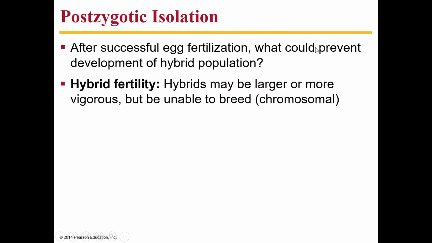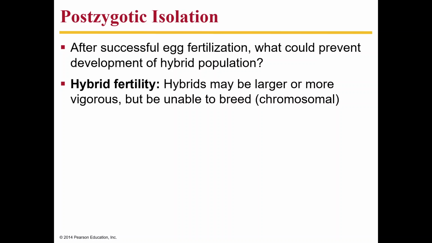The second one is hybrid fertility. So who here has heard of a liger or a tigon? Maybe from Napoleon Dynamite. So Ariana's heard of it. What do you know about ligers and tigons? They're sterile. And they're huge.